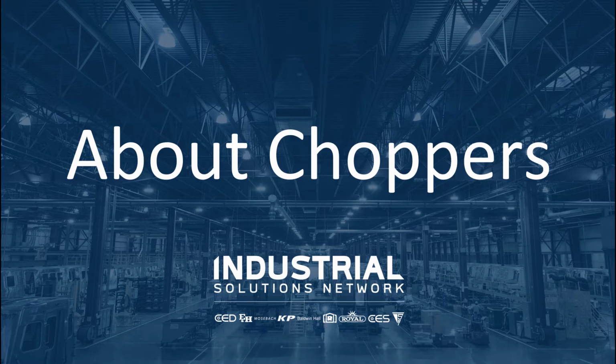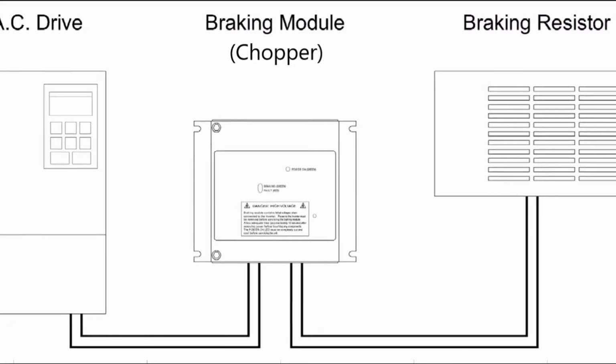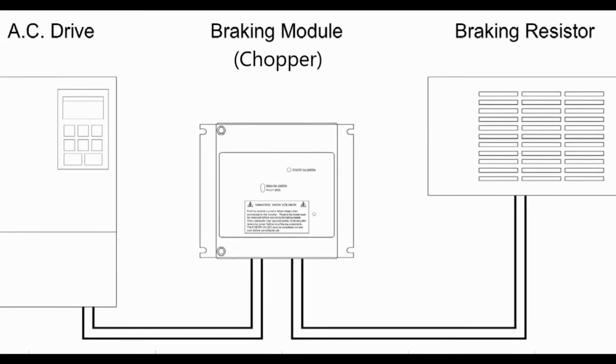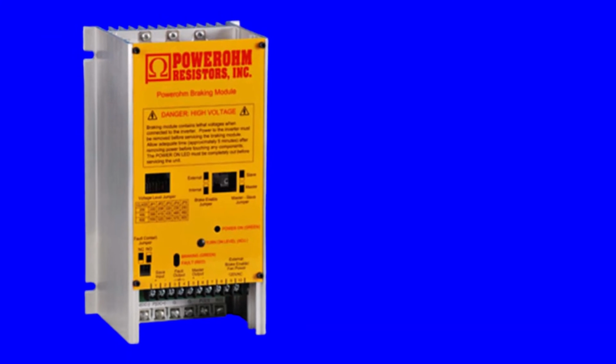About brake choppers. The brake chopper is a governor system that chops the voltage by rapidly switching on and off so as to divert energy from the drive's DC bus to the resistor. You can think of the chopper as a control system for the brake when the bus voltage rises too high.